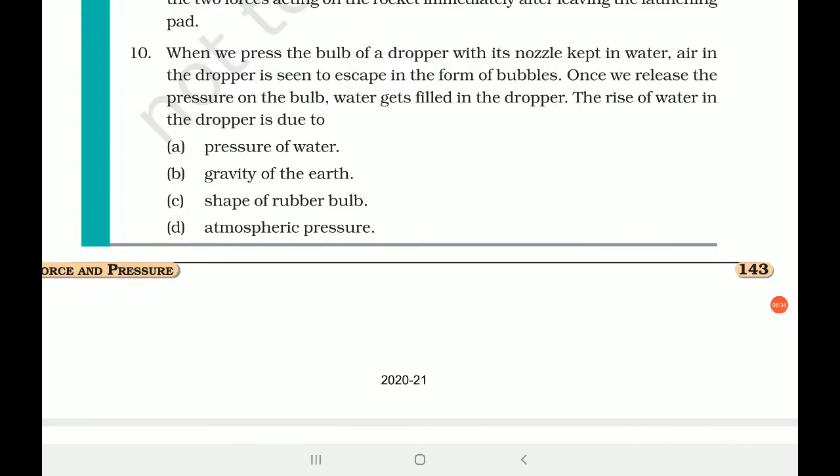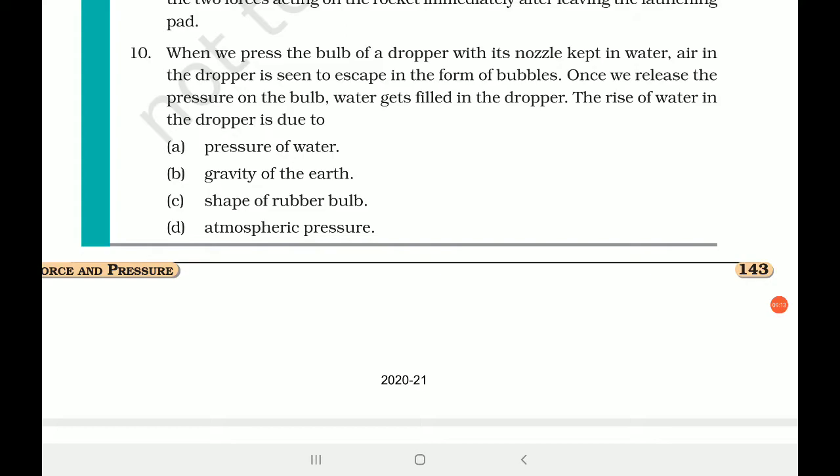Tenth, maybe the last question, I hope. When we press the bulb of a dropper with its nozzle kept in the water, the air in the dropper is seen to escape in the form of bubbles, and once we release the pressure on the bulb, the water gets filled in the dropper again. Instead of air, the water comes in. The rise of water in the dropper is due to, of course, atmospheric pressure. It is due to atmospheric pressure, not a pressure of water, not a pressure of gravitation. Of course it is not, because it is in the opposite direction.